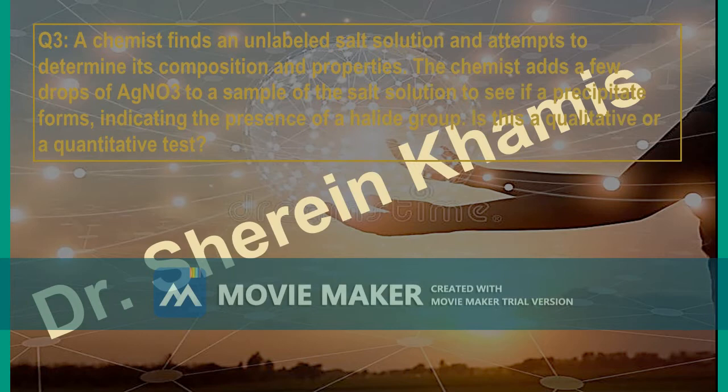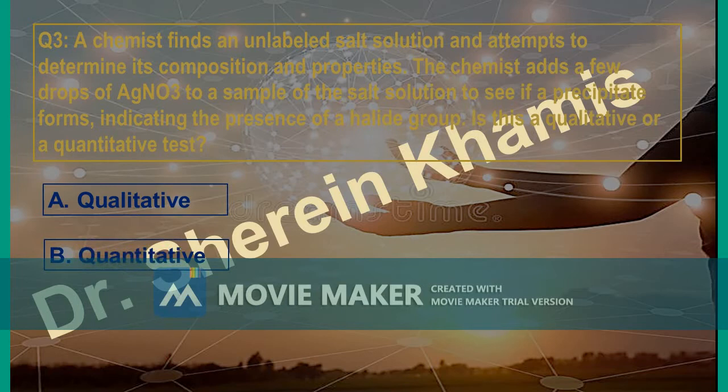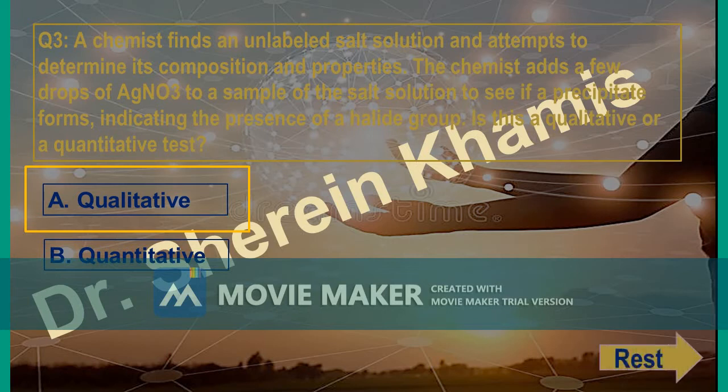We have here two choices, qualitative and quantitative. What do you think? We want to know the presence of any group, such as a halide as a functional group, not the percentage or the amount. So it is a qualitative test. Okay, let's continue to the second part of this question.